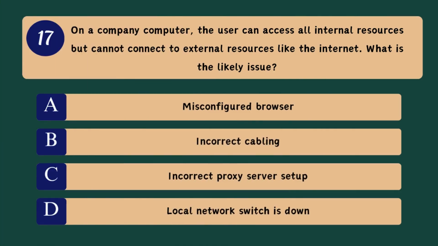Question 17. On a company computer, the user can access all internal resources but cannot connect to external resources like the Internet. What is the likely issue? A. Misconfigured browser. B. Incorrect cabling. C. Incorrect proxy server setup. D. Local network switch is down.